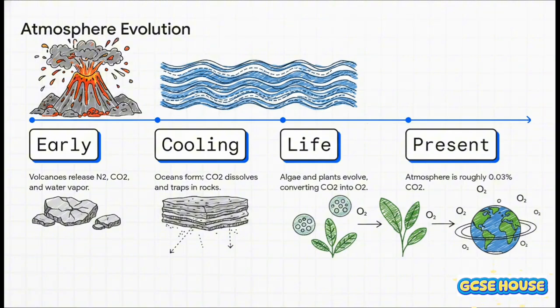Billions of years ago, volcanoes pumped out nitrogen, CO2, and water vapor. As the Earth cooled down, that water vapor condensed to form our oceans. Huge amounts of CO2 dissolved into those oceans and eventually got trapped in sedimentary rocks. Finally, algae and plants evolved, converting the remaining CO2 into oxygen via photosynthesis.